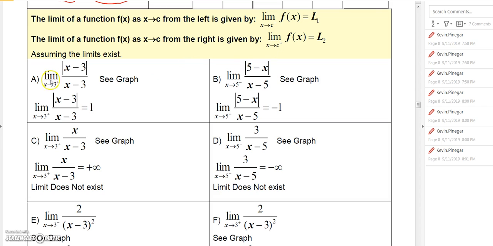I'm going to go ahead and show you these limits by looking at the graph.